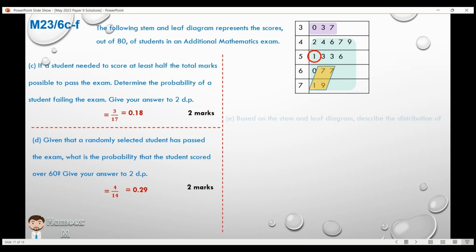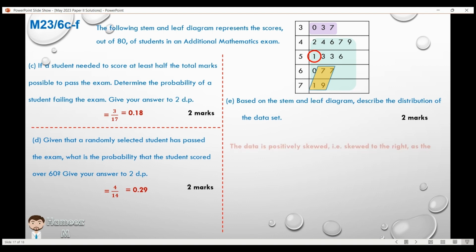And we go on to part E. Based on the stem and leaf diagram, describe the distribution of the data set. If we look at it, we can see where the median is, or Q2, and that is 51. The minimum value is 30. So the difference between the minimum value and Q2 is 51 minus 30, which is 21. And if we compare the difference between 51 and the maximum value, which is 79, that is 28.